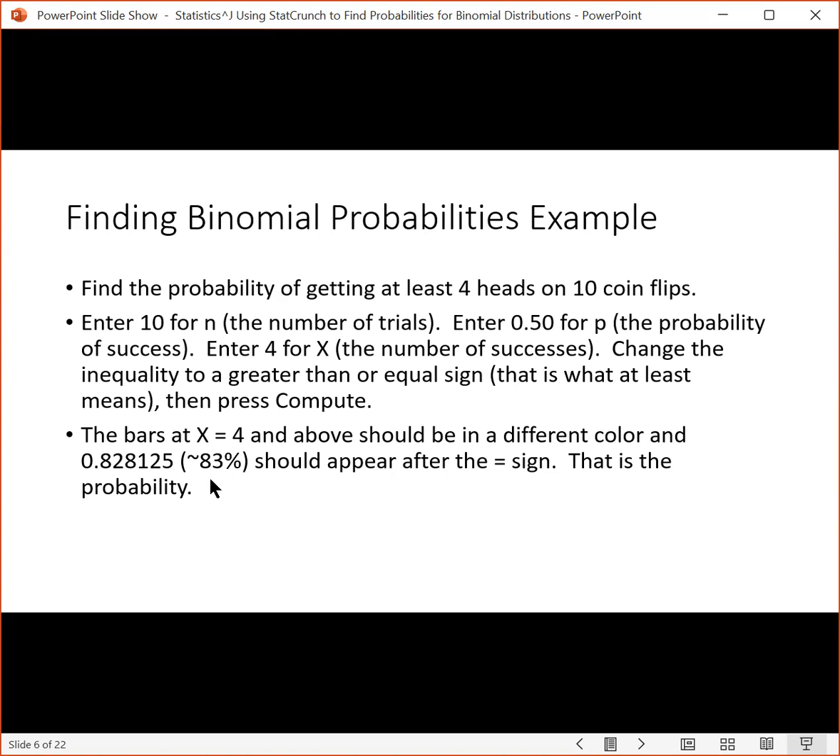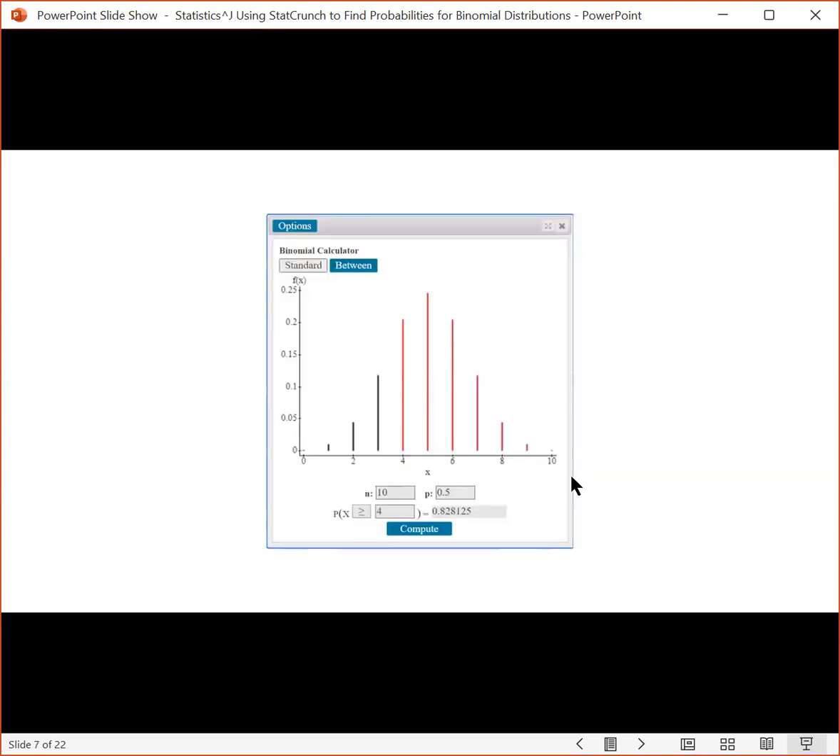If you do that, then what you should see is all of the bars at x equals 4 and above in that different color. And we should get roughly an 83% chance. So there's an 83% chance that if you flip a coin 10 times, you're going to get at least 4 heads. And we can see here, if you look closely, all the bars to the right, which is at least, are all red. And so that's what's modeled here by the situation described below.